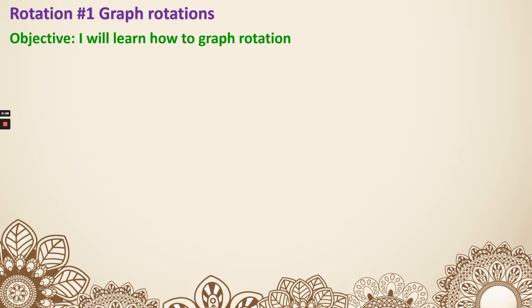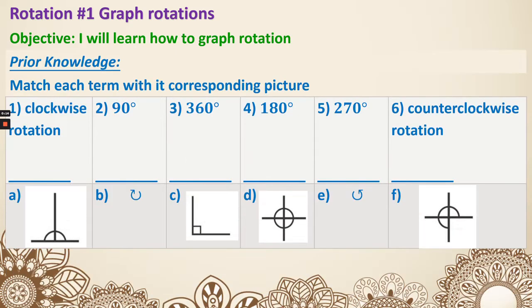Today's lesson is about how to graph rotation. So let's first recall some information that we should know by now. First, clockwise rotation. That means it's going the same direction as the clock, which is the direction in B.